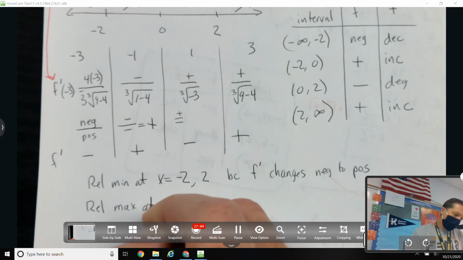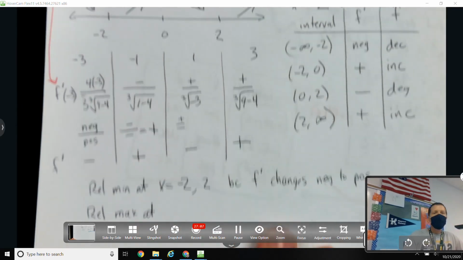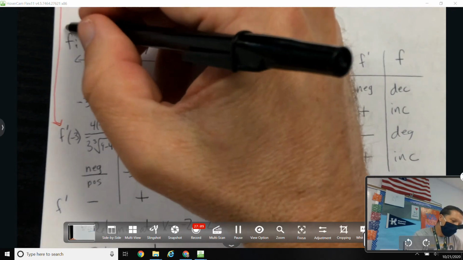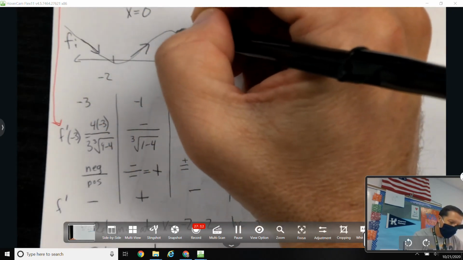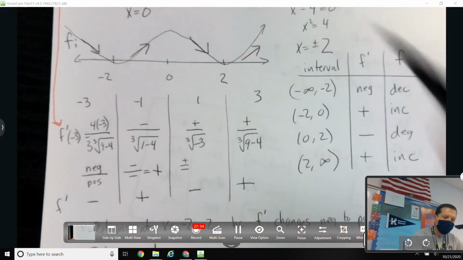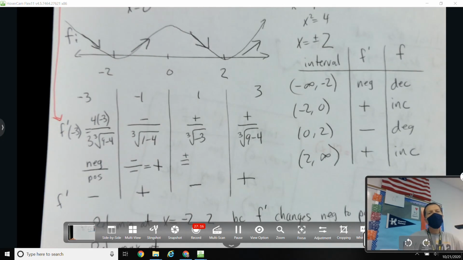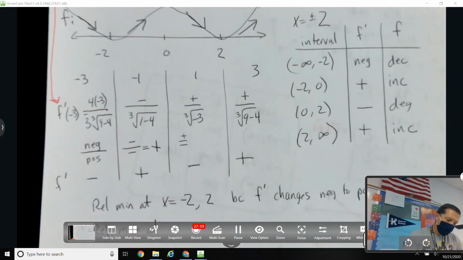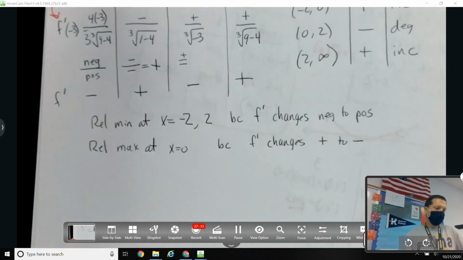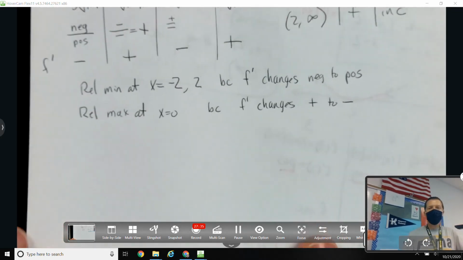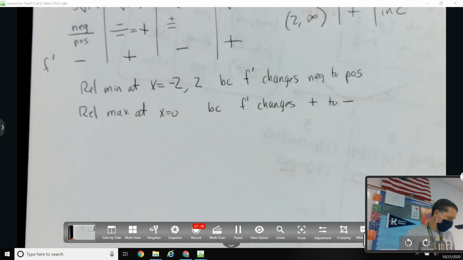And there's a relative max at, again, if you want to loosely connect the points on your graph, you could, if that kind of helps see what's going on there. There looks to be a relative max at x equals 0 because f prime changes. For the max, what we were looking for is positive to negative. Positive to negative. And you can write neg and pos, or you can do the signs plus and minus. Either one is fine.